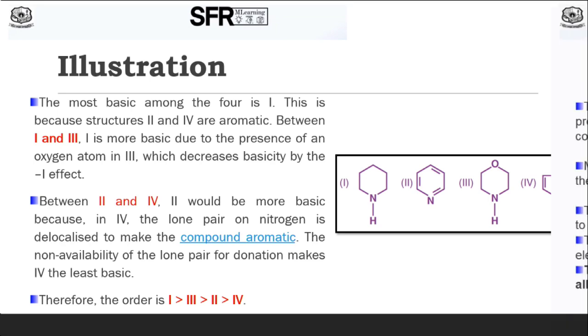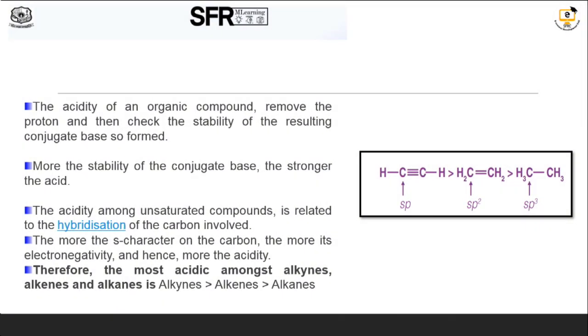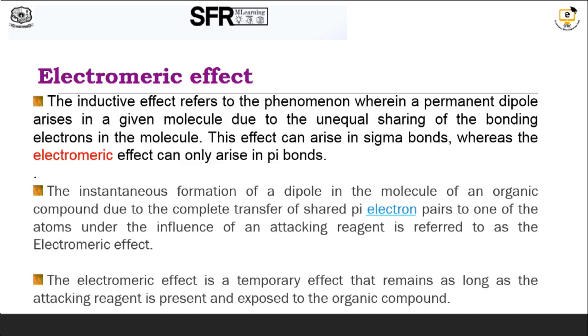So, like that, the inductive effect plays a vital role in deciding the acidity and basicity of aromatic and aliphatic compounds. Next one is the electromeric effect. It is a very simple topic. The inductive effect refers to the phenomenon wherein a permanent dipole arises in the molecule due to unequal sharing of the bonding electrons. This effect can arise in sigma bonds, whereas the electromeric effect can only arise in pi bonds.